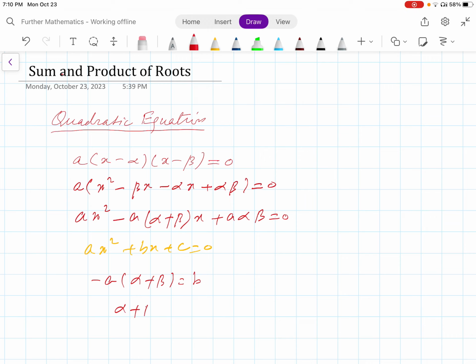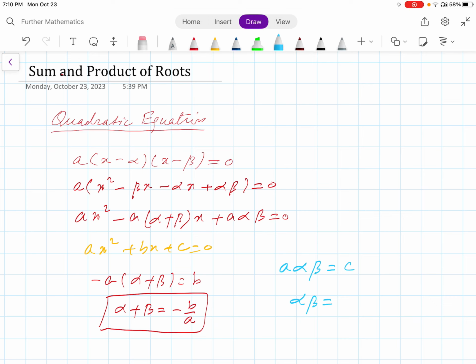So alpha plus beta is equal to minus b over a. This is the sum of the roots of the equation, equal to minus b over a. This is how the sum of roots is related to the coefficient of the quadratic equation. Similarly, if we compare the constant term here, a times alpha beta, with the coefficient in the standard equation, which is c, the product of the roots is c over a. That's the sum of the roots, minus b over a, and the product of the roots, c over a.